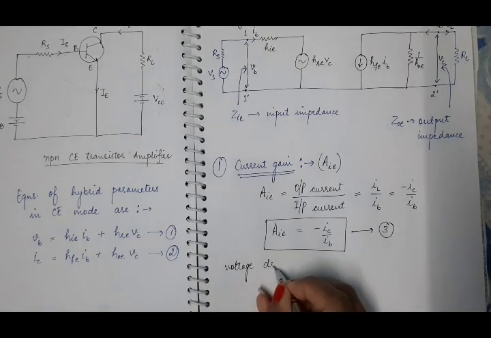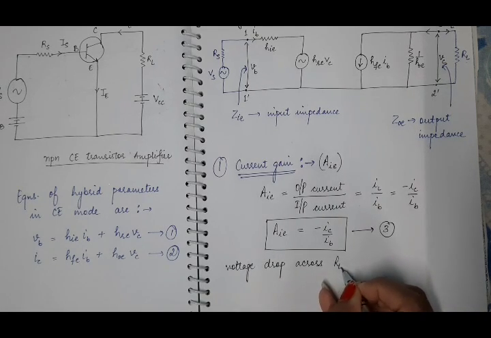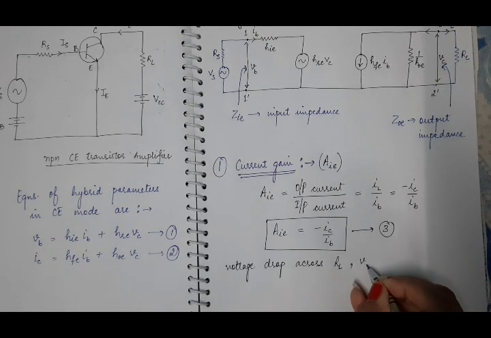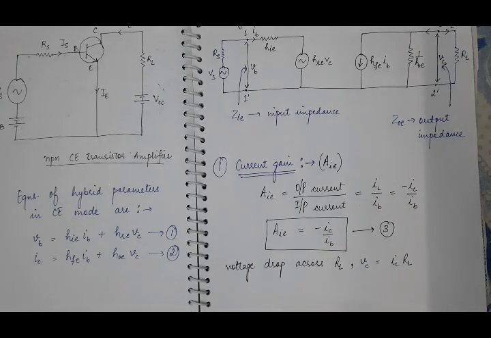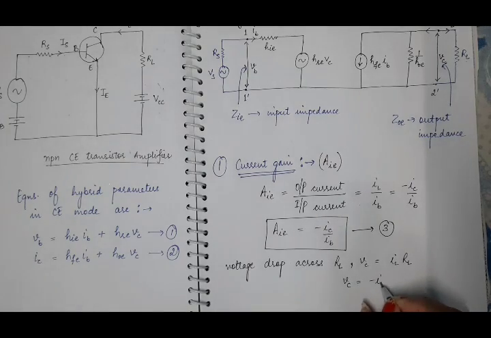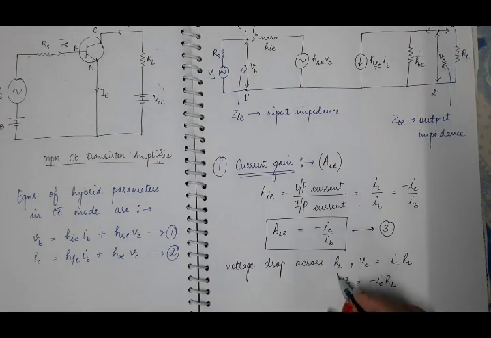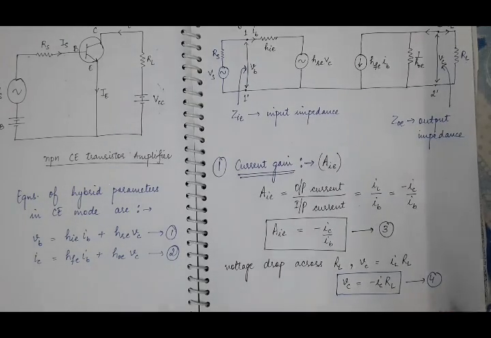The voltage drop across RL is VC, and it is equal to IL into RL. And we know that this IL is minus of IC. So this VC is equal to minus IC RL. Suppose this is equation 4.